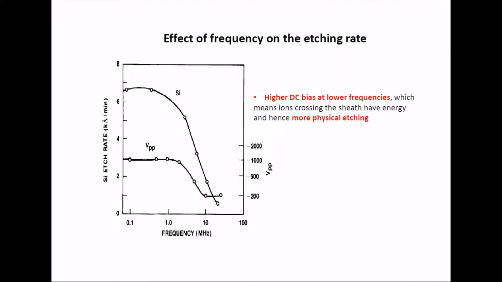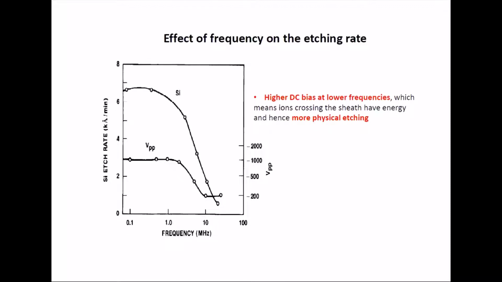Okay, so in reactive ion etching, there are two types of generators. One is called ICP, the ICP chamber, which is inductively coupled plasma. Another is the capacitively coupled chamber, which is generated by the sample sets. So now, what is the role of frequency?